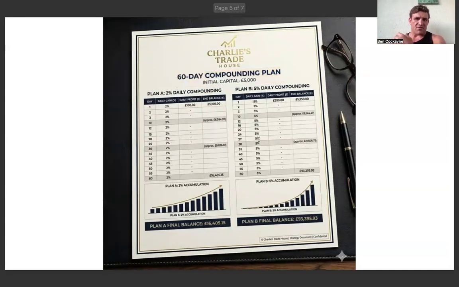And then I did it on a 5 grand account as well. So, like I said, we're not taking this as gospel. This is not what I'm going to do in the next 60 days. This is just giving you an idea. If you apply some discipline and some realistic targets, you've got a ballpark idea of what could potentially be achieved.